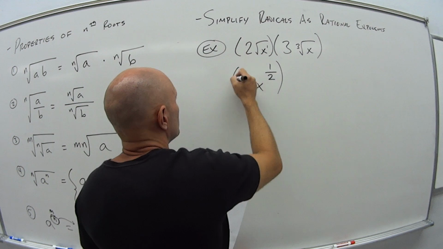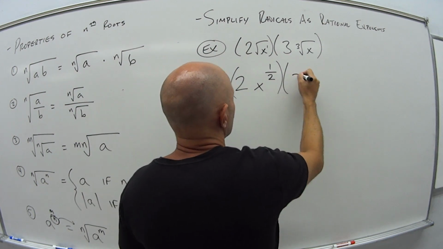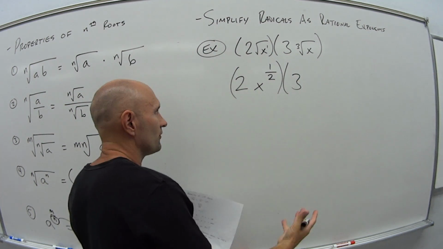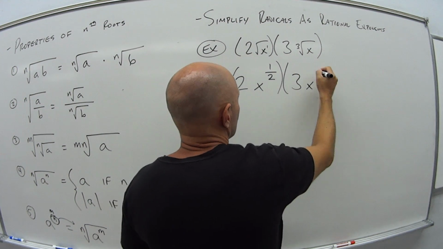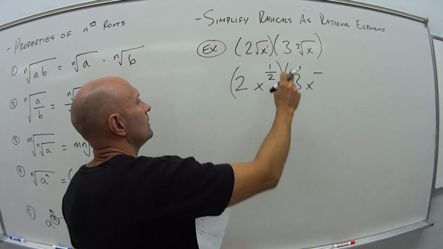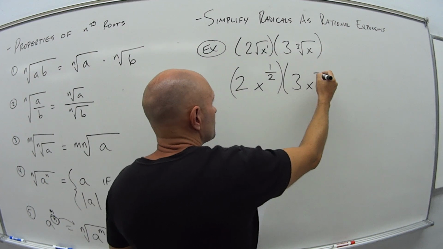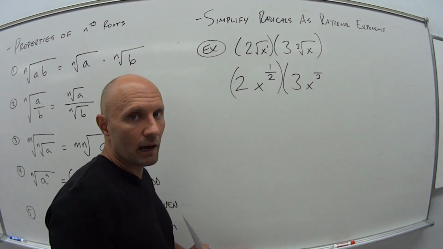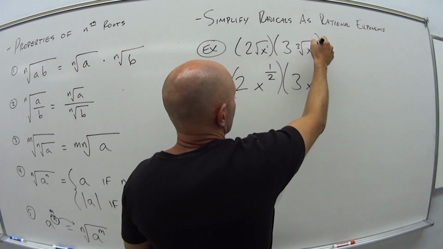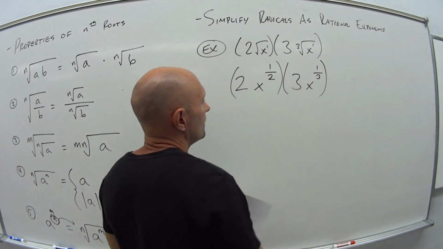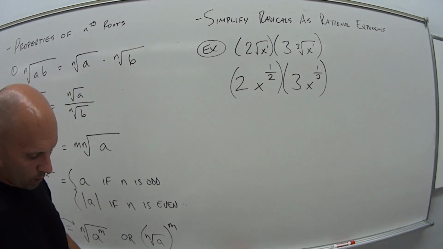I'll put this in parentheses. And then what do we have here? 3. Well, the same idea. It's x, and it's going to have a fractional exponent. The root is 3, so that's what goes in the denominator now. And again, it's still to the first power on the inside. So it's 3x to the 1/3.